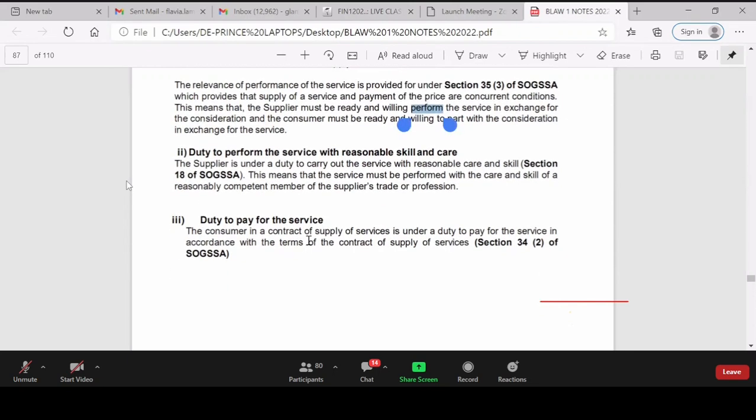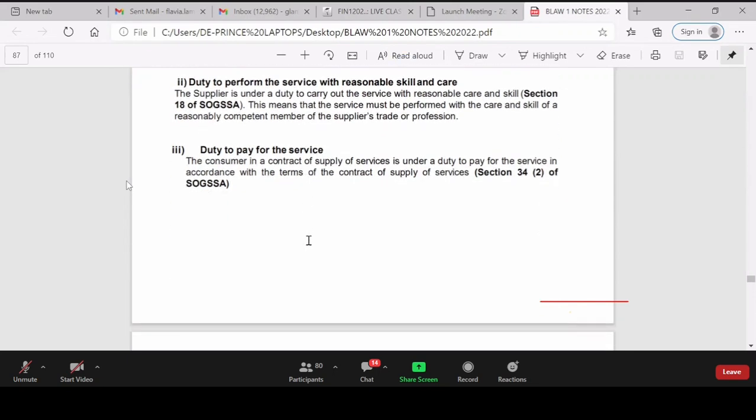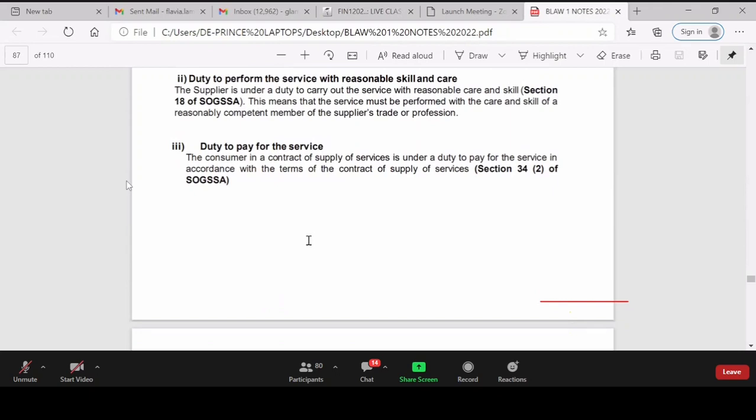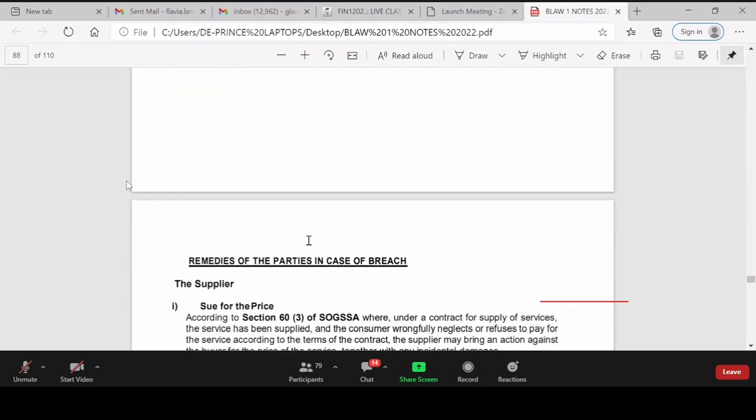Then the other duty is a duty to pay for the service that is now on the part of the consumer. He has a duty to pay for the service. This is the consideration we are talking about. You must give consideration. Don't expect someone to come and cook for you food and then you just smile and say thank you. Or somebody to come and decorate for you and then you say thank you, God bless you, see you. You must pay for the service. It is not for free.